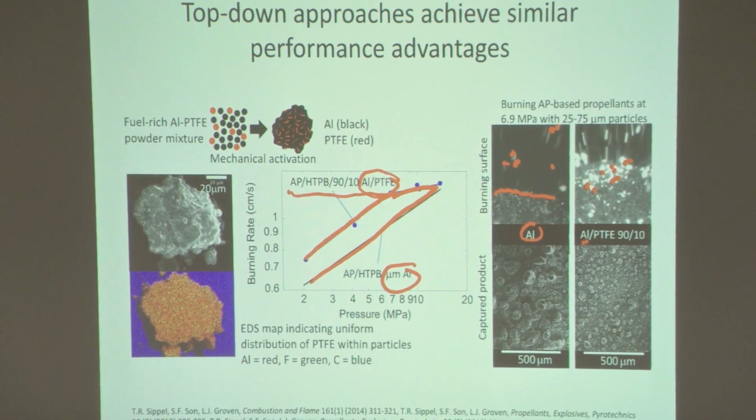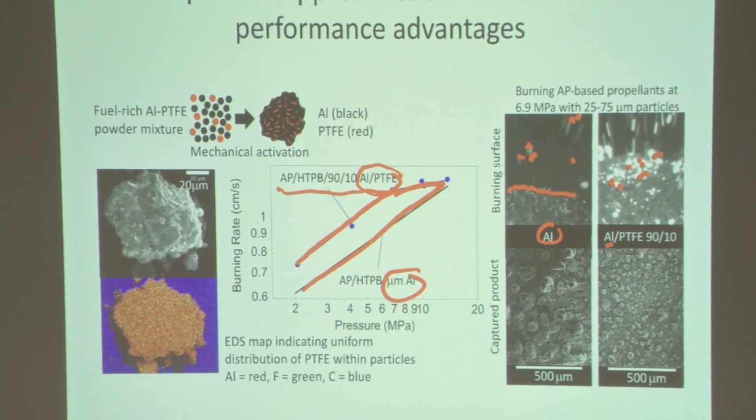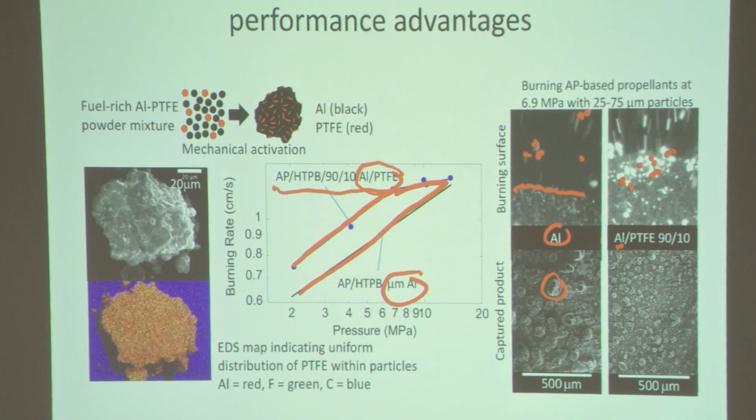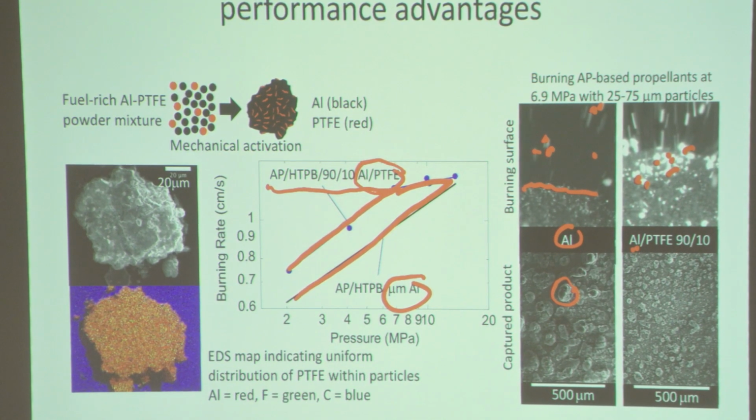And what you end up with, if you look at the final products made, in the case of the aluminum, you get much larger oxide particles. And in the case of these composite particles, generally you're going to find smaller oxide particles. Again, the idea is that the particles are actually burning at the nanoscale versus at the micron scale.